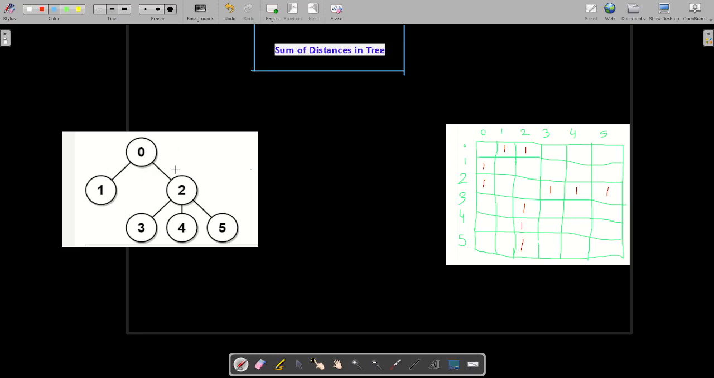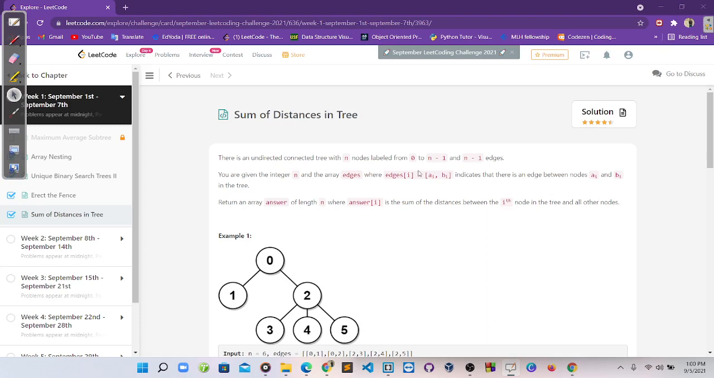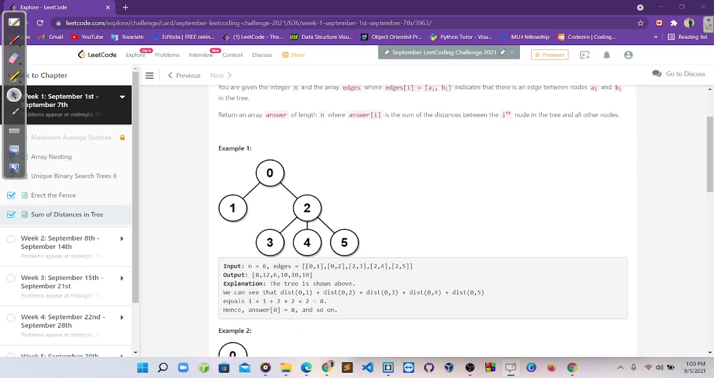Let's suppose n is 6 as given in the question. We have 0 to n minus 1, which is nothing but 5. These are the nodes we have: 0, 1, 2, 3, 4, 5. And we are given edges, like 0 to 1, there is an edge, 0 to 2, there is an edge, 2 to 3, 2 to 4, 2 to 5. These are all given to us as input, as you can see here. These are all the edges.